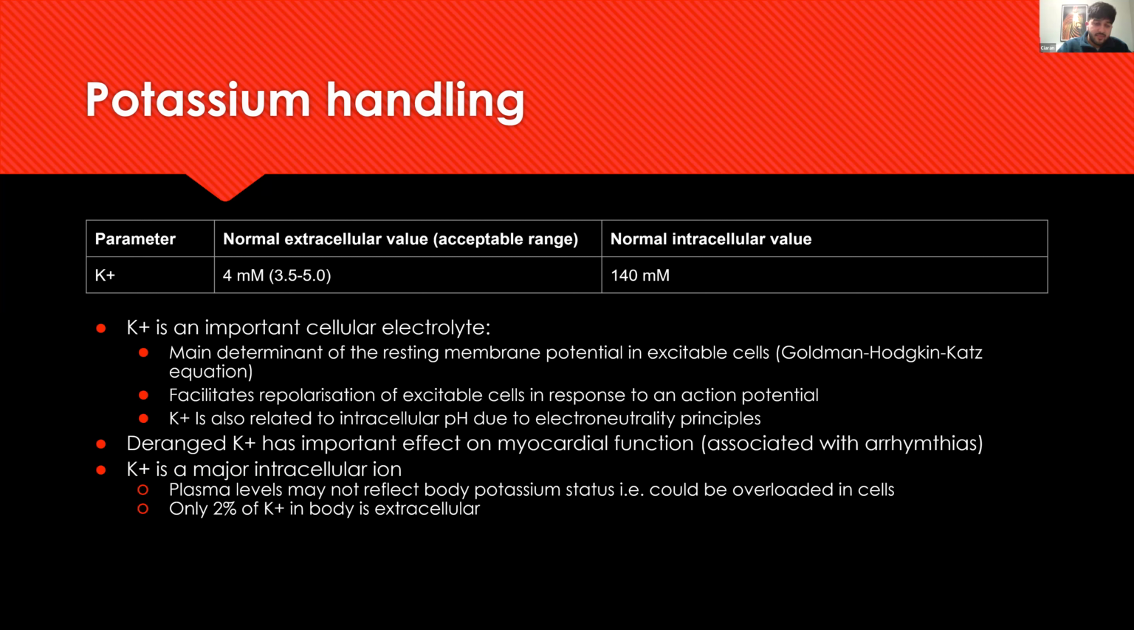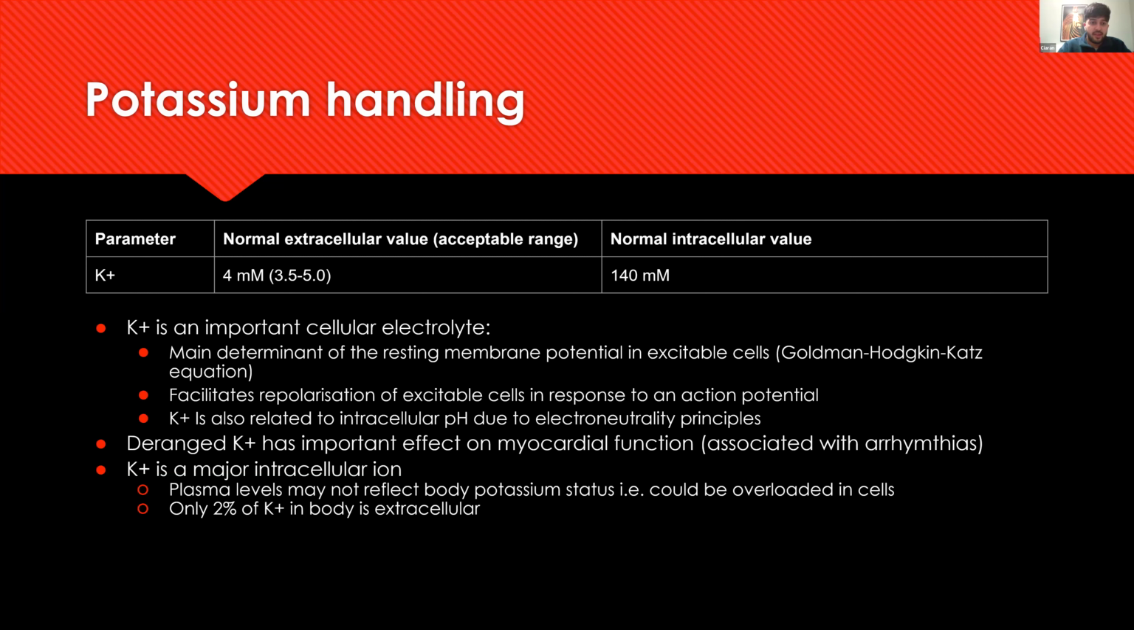And in terms of the distribution of potassium within the body, really we want to be looking at what the intracellular value of potassium is, but often we only measure the extracellular value, and that may not accurately reflect the body's potassium status. But just be aware of this fact that most of the potassium in the body is in the intracellular environment, relative to the extracellular environment, which only accounts for around 2% of the body's potassium.